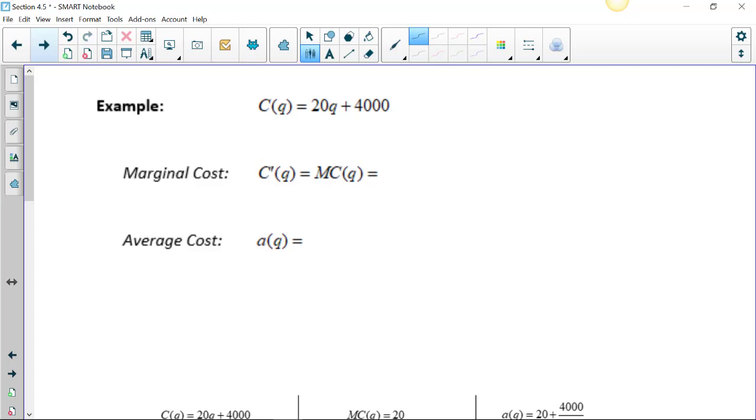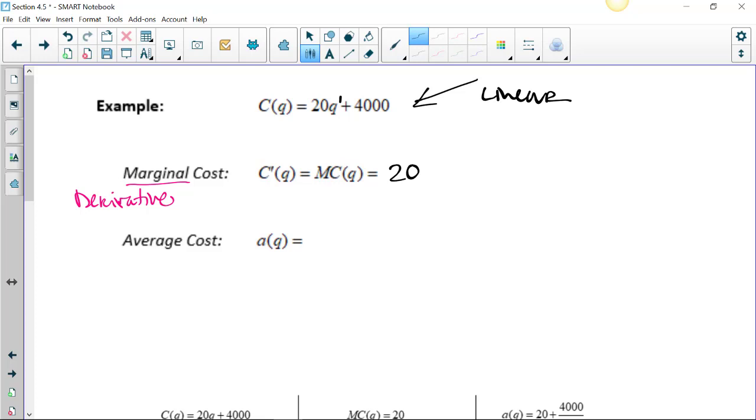All right, so here I have a cost function. Once again, I notice that it is linear, because of the Q to the first power. And so let's find the marginal cost now. Remember, marginal means derivative. So we want the derivative of the cost function. That's our marginal cost. So the derivative would just basically be 20 because it's linear. Okay, remember marginal cost talks about the rate at which the cost is changing per item.